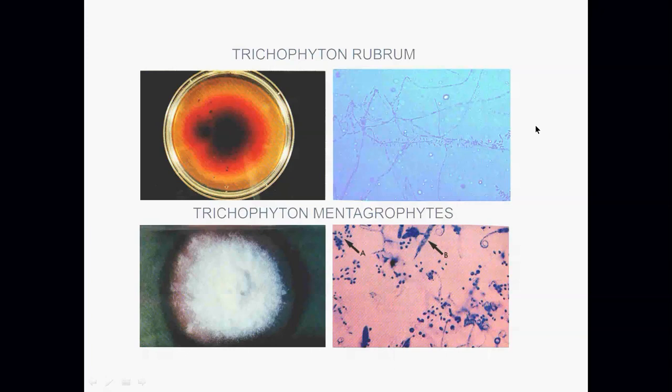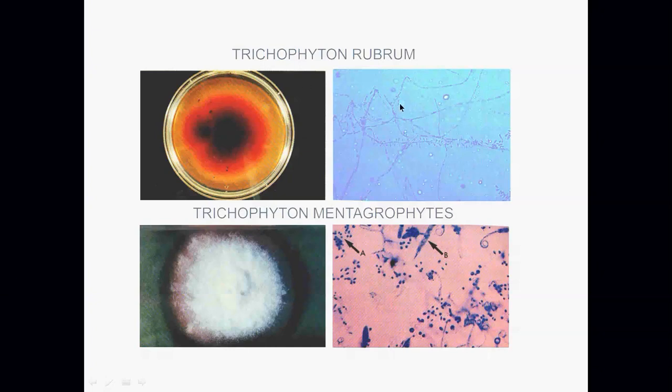Now I will give you a few examples of how you can identify these fungi. Now this is a picture of Trichophyton rubrum fungus, causing superficial infection, in a Petri plate of Sabouraud dextrose agar. Now this fungus has the characteristic of producing red pigment also. So you are seeing a pigmented fungus over here.